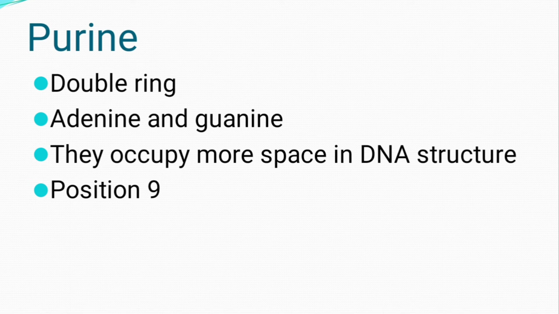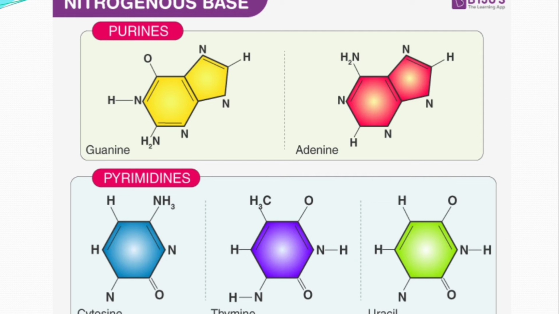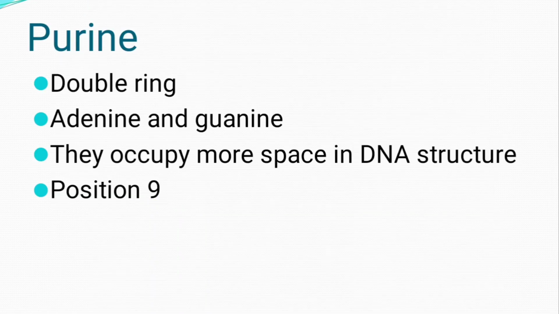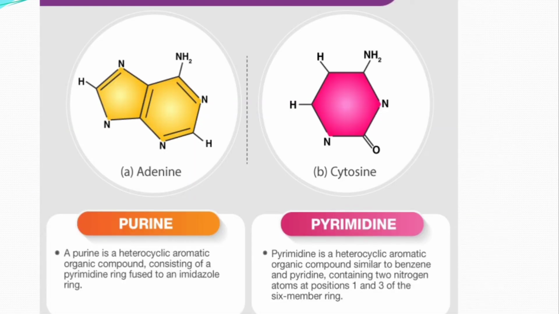Okay, don't confuse. Purine consists of adenine and guanine. Purine, adenine and guanine. Very, very important. And actually they occupy more space in DNA compared to the pyrimidines. And here deoxyribose sugar is linked at position 9 of purine. Okay, you can see the double ring structure of purines and the single ring structure of pyrimidines.